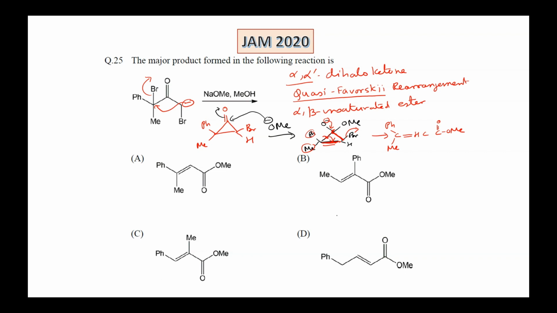See, the phenyl and methyl will not rearrange in Favorskii rearrangement. So based on that also, you can straight away go to the answer. You cannot have migration of phenyl methyl from one carbon to the other carbon. So this is also wrong, this is also wrong. Straight away you can say A is the answer. But I have done the rearrangement mechanism, which clearly indicates that A is the product.